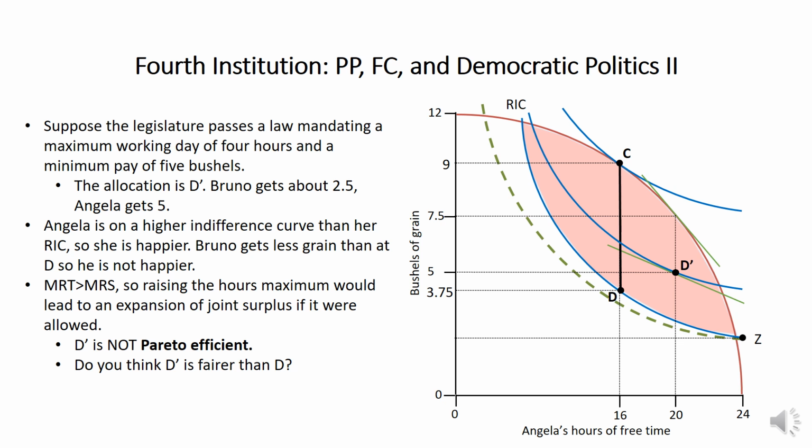We may think that despite the fact that D prime is not efficient, it may be fairer than D. So remember that Bruno still isn't really bringing anything to the table here. He has property rights, but he's not providing anything other than use of the land for production. So we may feel that yes, it's fair for Angela to get a little bit more than she got before, even if it means Bruno gets a lot less.